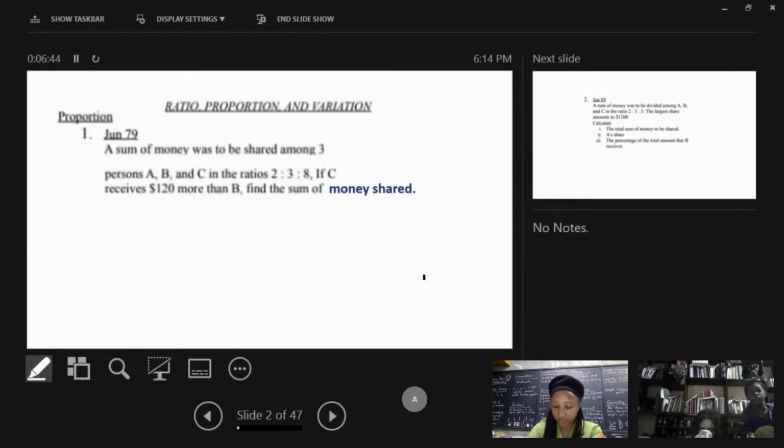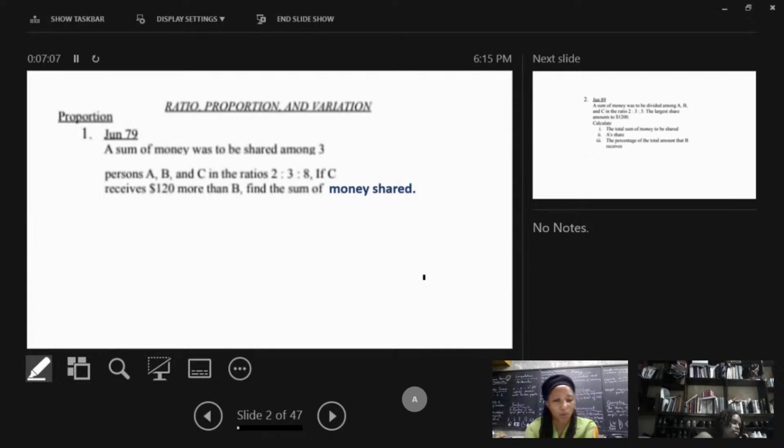How would you approach this, John? Miss, I would add up all the ratios, miss, and I would get 13, miss. After I got 13, miss, I'd put the 3 over 13 times the 120, miss, to find B.